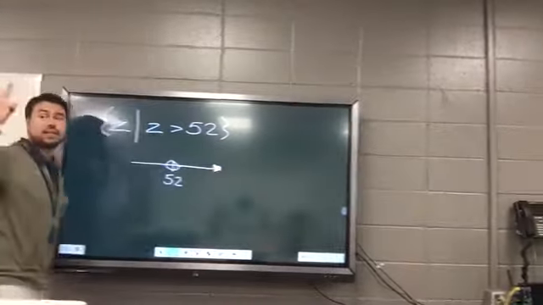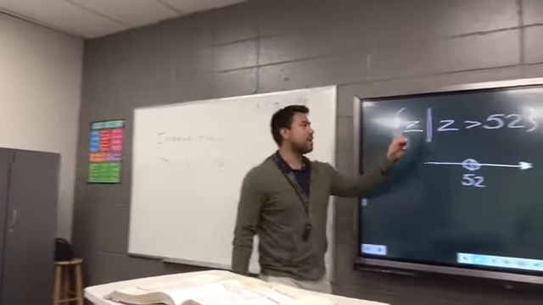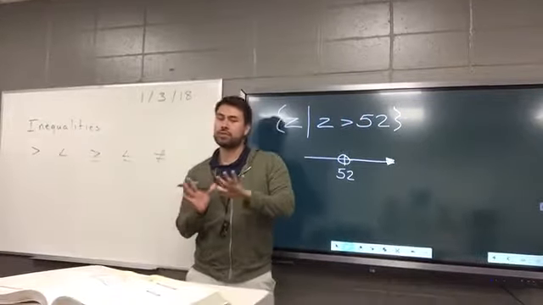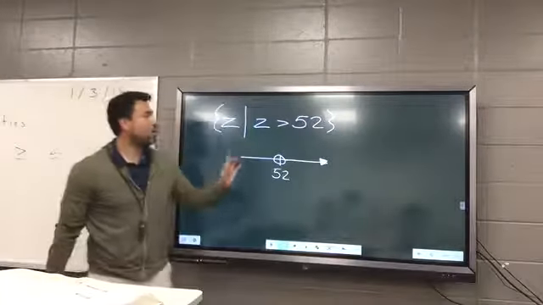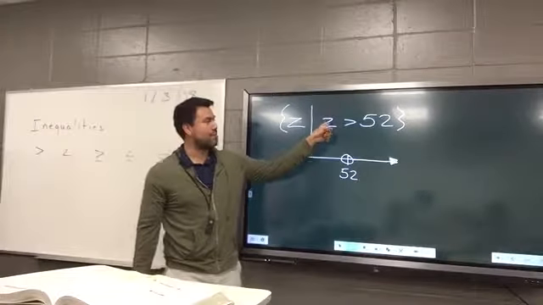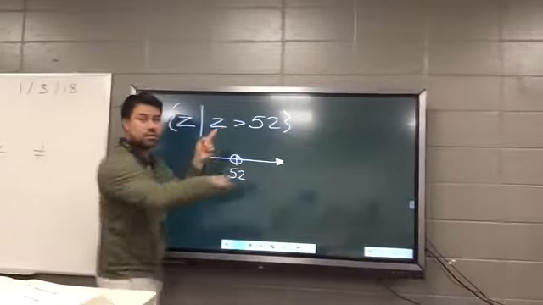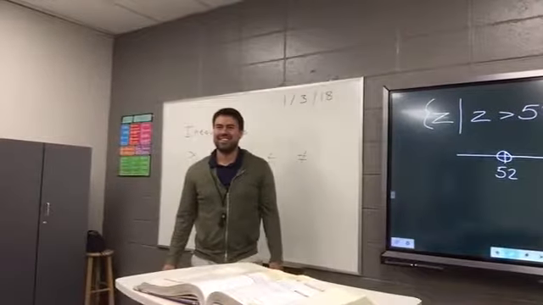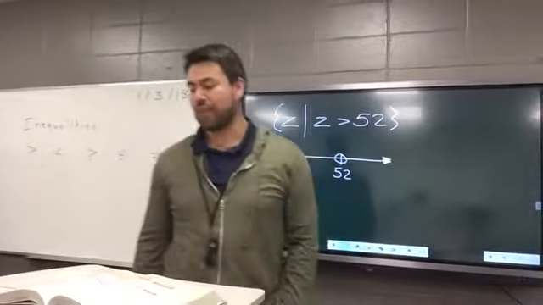There are two ways to figure it out, and two ways you really need to get. Please listen up. Z is greater than 52. What numbers are greater than 52? All the numbers on the right side. Or if the variable is on the left and the number's on the right, you just follow that arrowhead. It's pointing to the right. So there are two ways to look at it. Okay? So you should be able to write set builder and graph it.